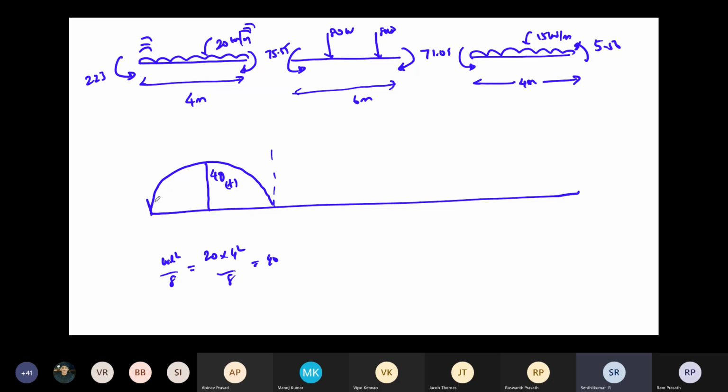I'm just drawing. This value is going to 75.55 hogging. So it's a negative value. This is negative moment. Again, this is also hogging negative. So that 75.55 is continuing. And here, this is also hogging, but the value is 71. It is reducing.